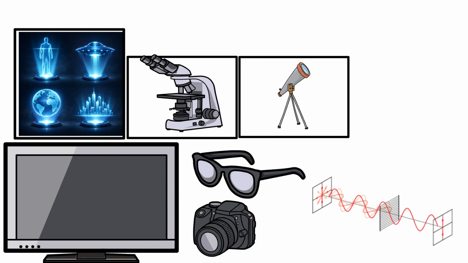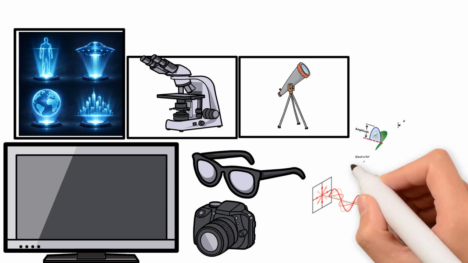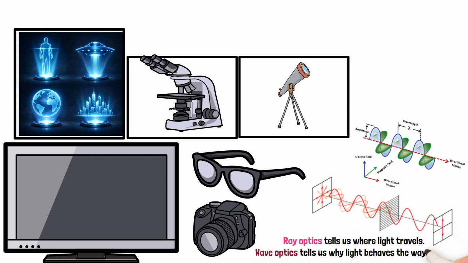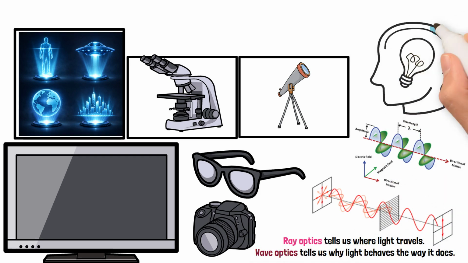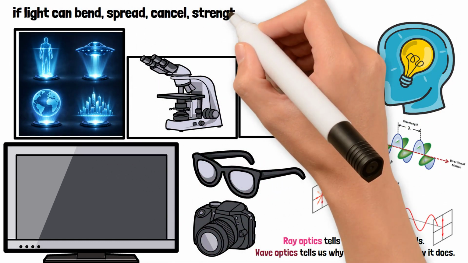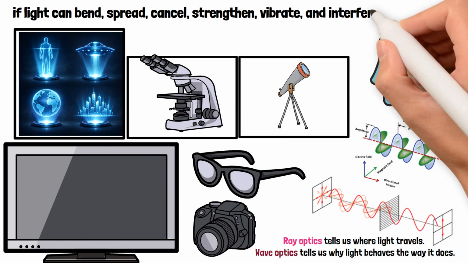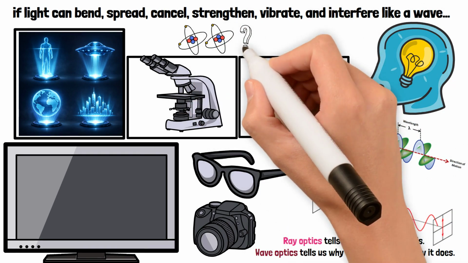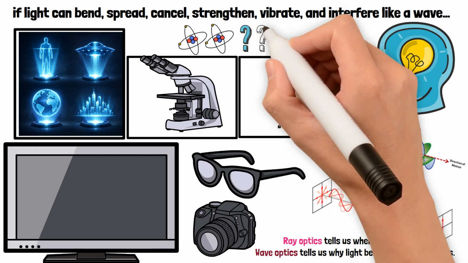Wave optics doesn't replace ray optics, it completes it. Ray optics tells us where light travels. Wave optics tells us why light behaves the way it does. And here's the real curiosity to carry forward. If light can bend, spread, cancel, strengthen, vibrate, and interfere like a wave, what happens when it interacts with atoms themselves? That question takes us straight into modern physics.